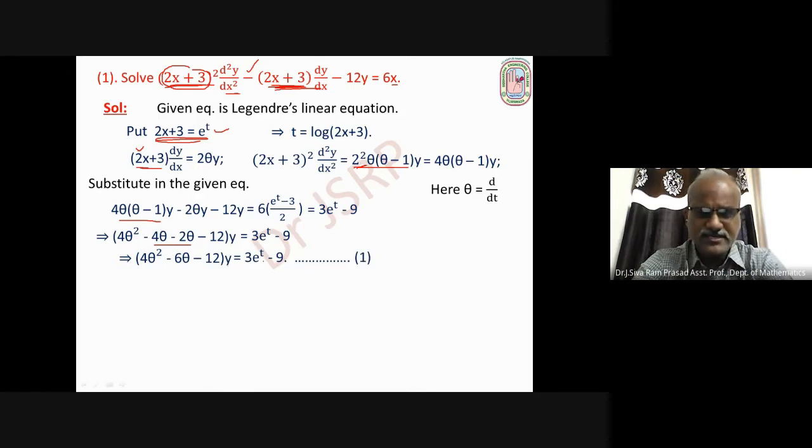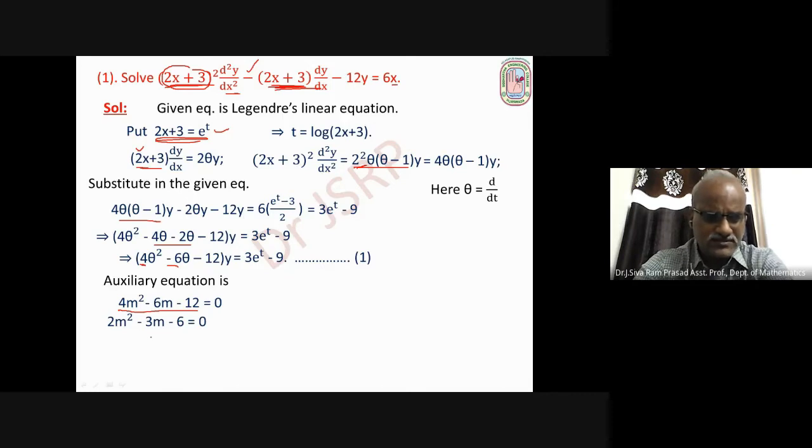So this is a linear differential equation with constant coefficients. Here second derivative coefficient is 4, first derivative coefficient is minus 6, and then the constant term. So write auxiliary equation f of m equals 0, that is 4m square minus 6m minus 12 equals 0. Okay, we can cancel 2 throughout the equation. This is 2m square minus 3m minus 6. Observe the roots. We have to select two numbers so that their product is 2 into minus 6, minus 12, and sum is minus 3.